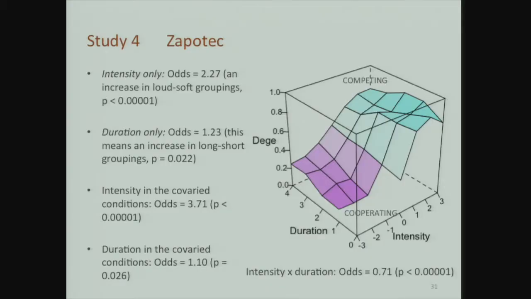Okay, so in the case of duration only, we actually had something that we haven't seen with speakers of other languages. We saw an increase in long-short groupings as opposed to short-long groupings. So this is not something that we've seen before using speech-like stimuli. And intensity in the covariate conditions was also a very strong predictor of people's grouping asymmetries. And duration in the covariate conditions was also.